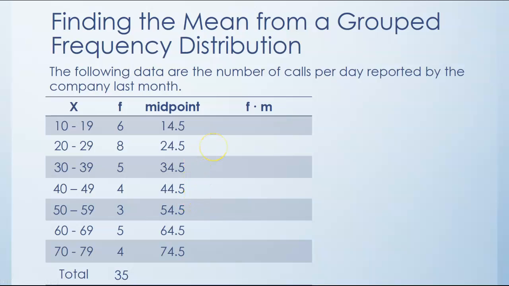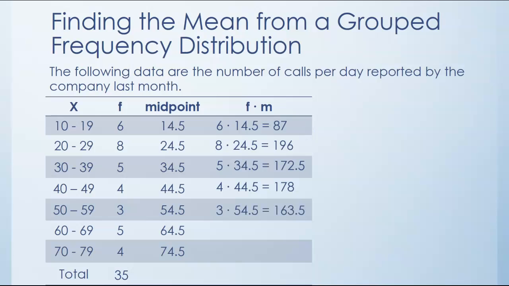So now what we're going to do, very similar to what we did on the previous, but this time we're going to multiply our frequency times our midpoint. So we're going to do 6 times 14.5, and we would get 87. And we continue doing that all the way down our entire chart here. So we've got 8 times 24.5, which is 196. 5 times 34.5, which is 172.5. 4 times 44.5, which is 178. 3 times 54.5, which is 163.5.